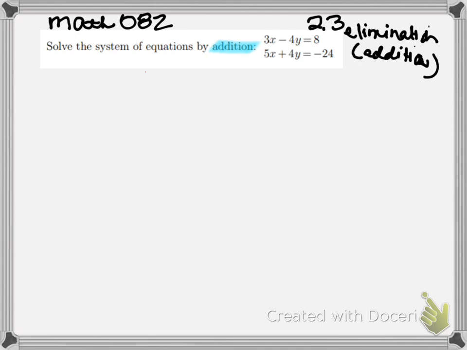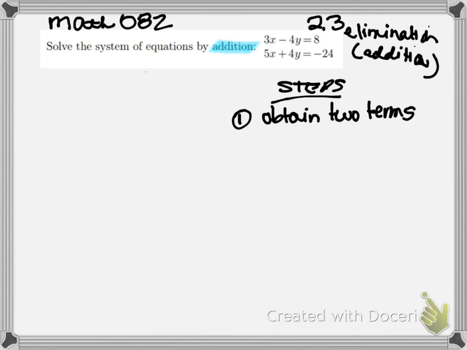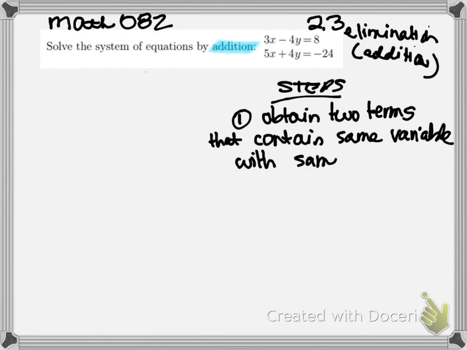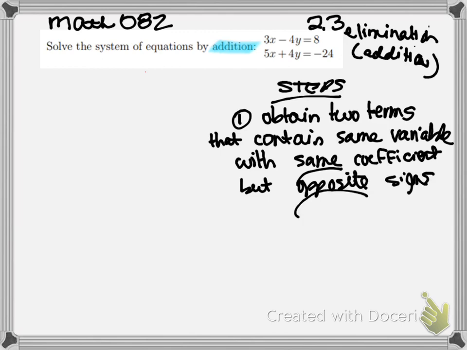So let's get started. I always like to write out some steps. For this problem, the first thing we need to do is obtain two terms that have the same variable, so either both x's or both y's. I should write: containing the same variable, with the same coefficient, that's the number next to the variable, but opposite signs. Okay, that is our goal.